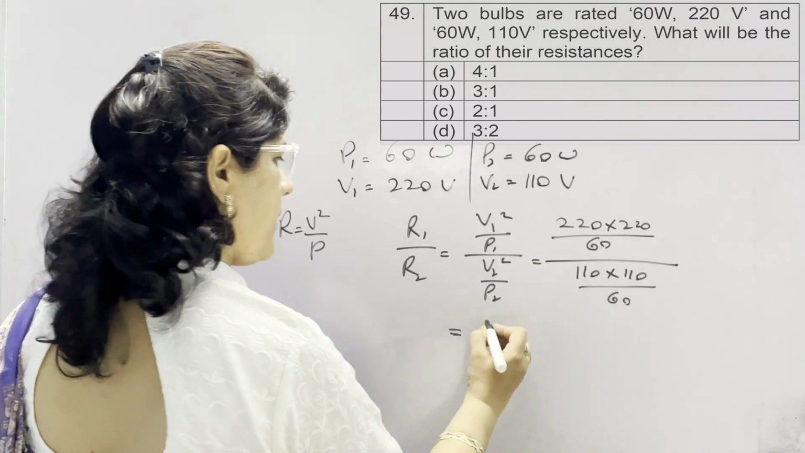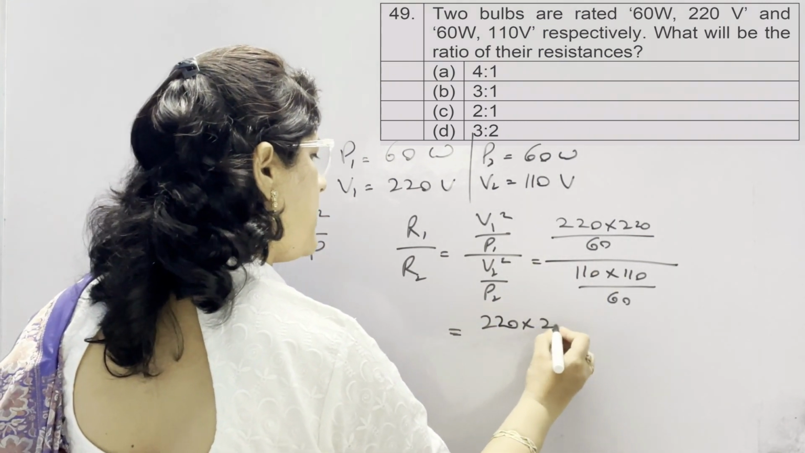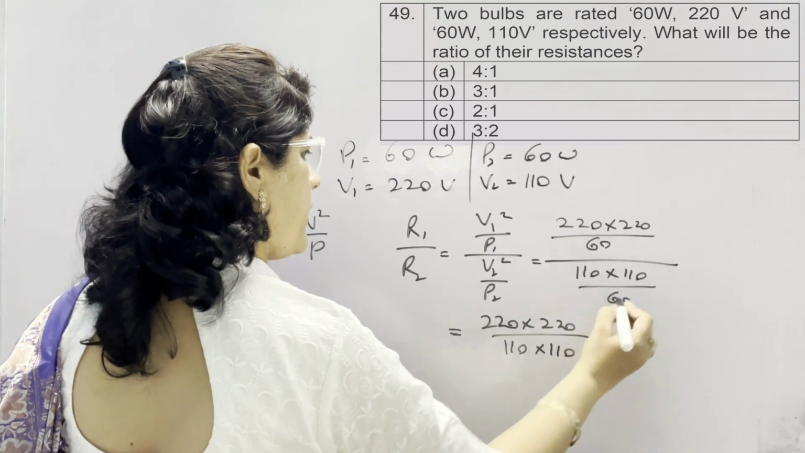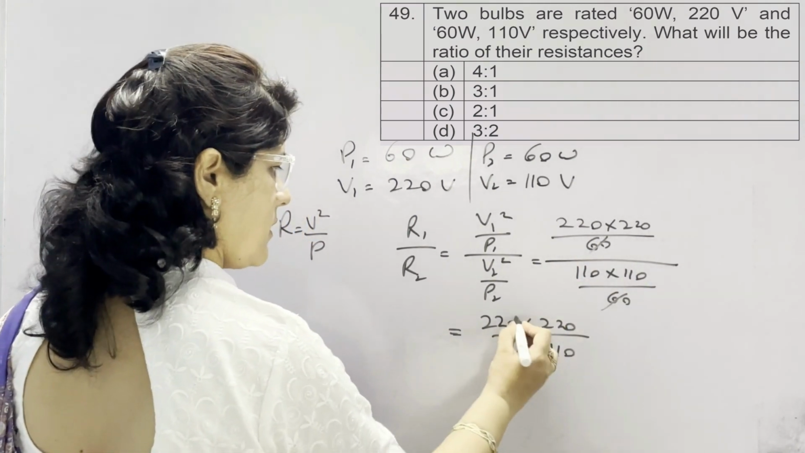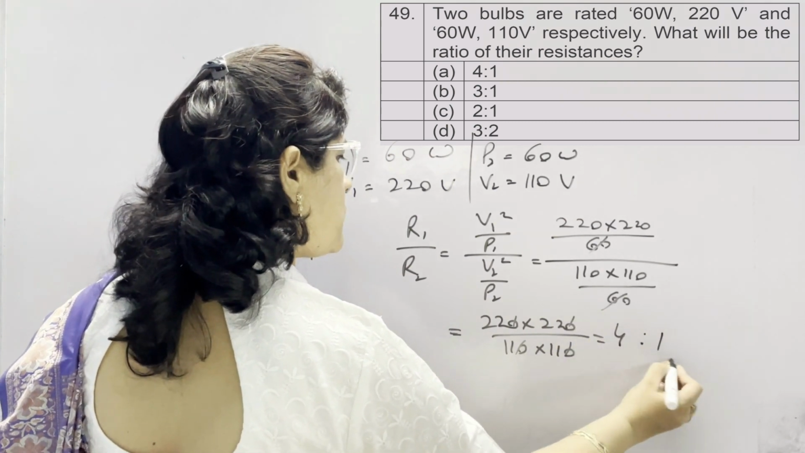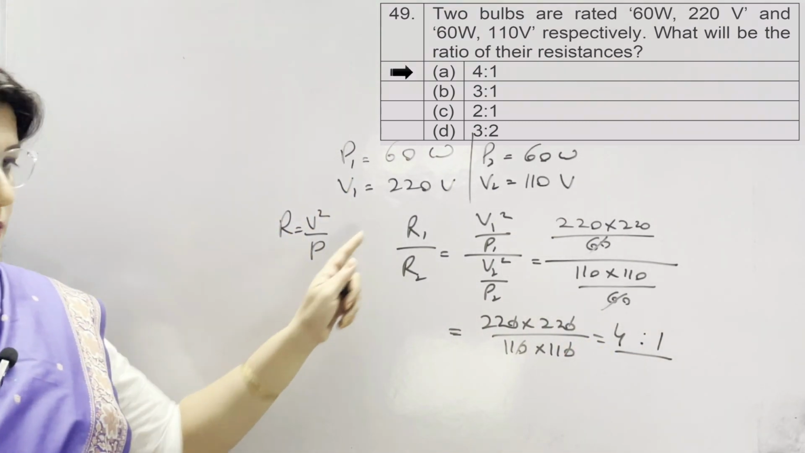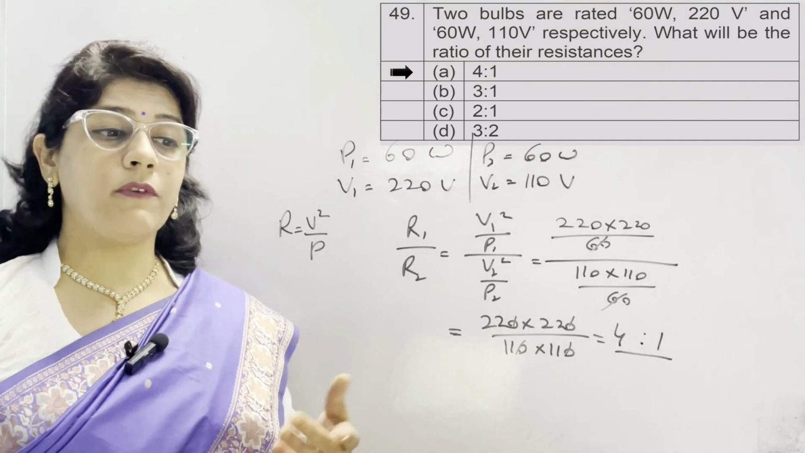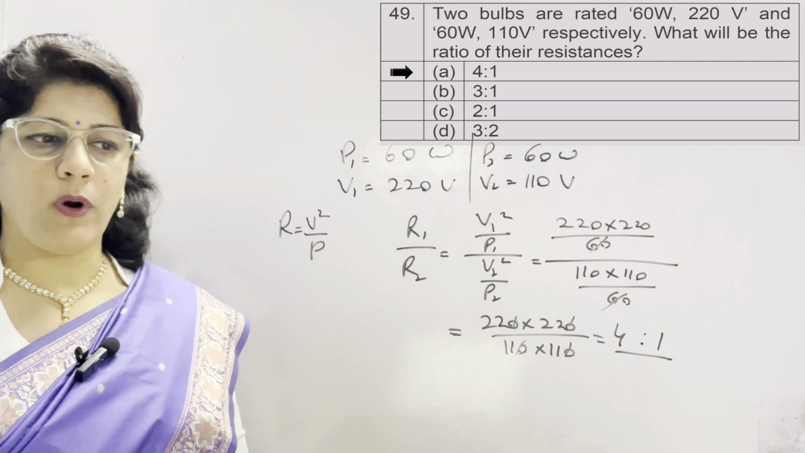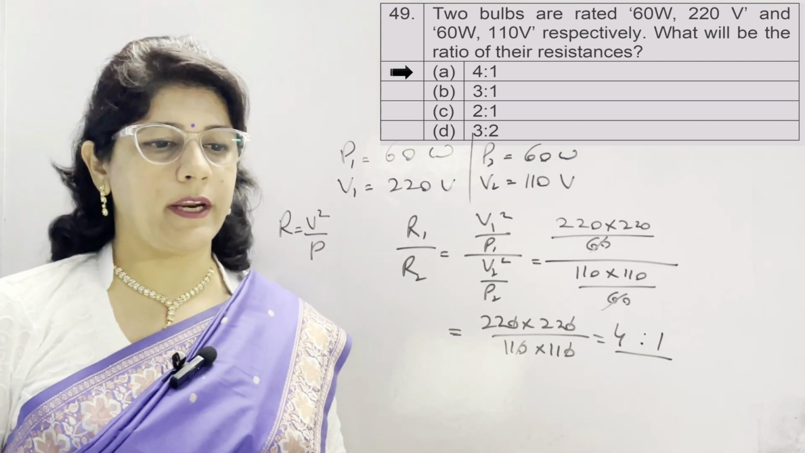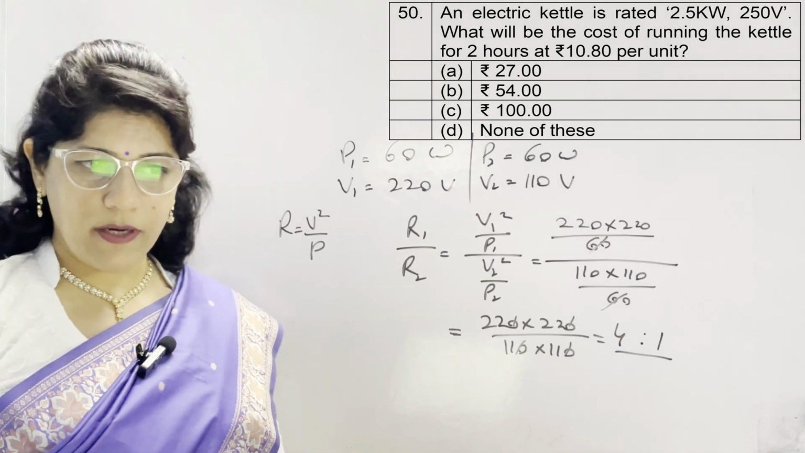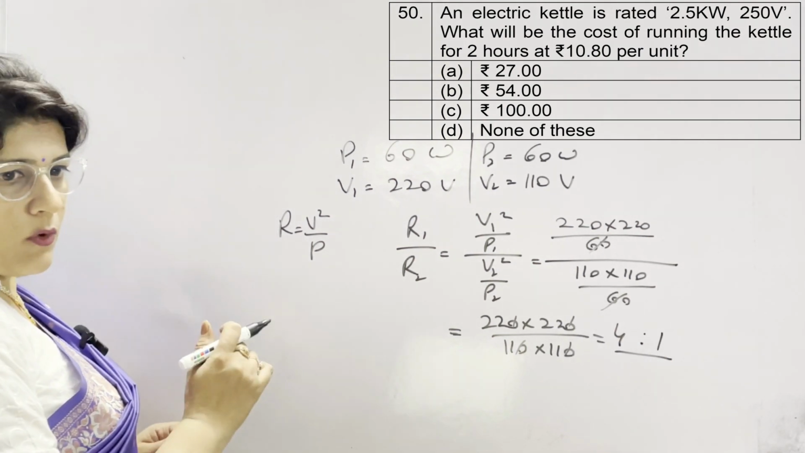When we simplify them, then 220 multiplied by 220 and divided by 110 and 110, because 60 will cancel with 60. So here 2 into 2, it means 4. 4 is to 1 is the ratio of the resistances of these two bulbs. This is our option number A, which is correct. B, C and D, which is 3 is to 1, 2 is to 1 and 3 is to 2 are incorrect options.